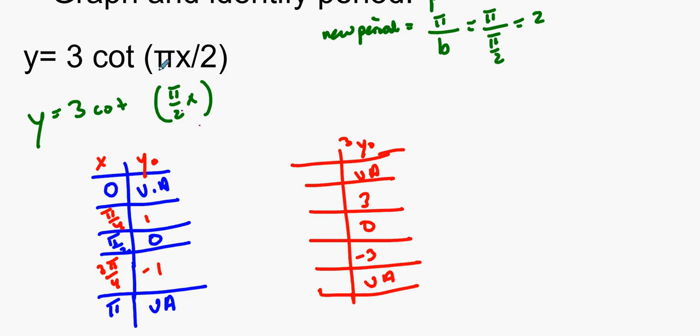We are then taking our original x values, and we're going to be multiplying by the reciprocal of this. Okay, so that's going to be 2 over pi. So we're going to multiply everything by 2 over pi. That's going to give us our new x values. Okay, how do we get that?